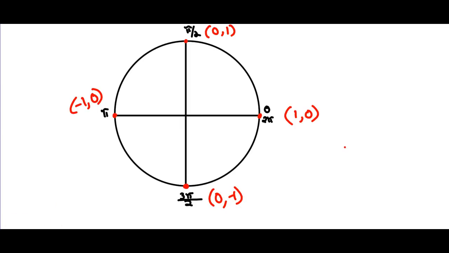So what's this allow me to do? It allows me to say I know that the sine value is my y value. So the sine of 0 is 0. The sine of 2 pi is also 0.